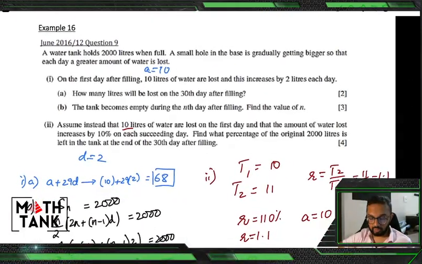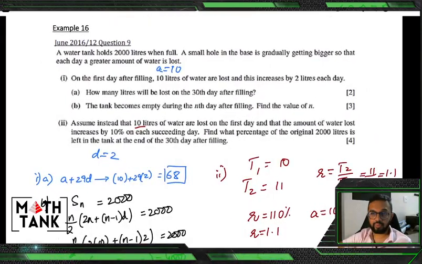Practical situation questions. Sometimes it's difficult to figure out whether it's arithmetic or geometric. Remember that the basic idea is that if you have percentages, it's usually a geometric progression. For example, this says increases by 2 liters each day. So that's an arithmetic progression.